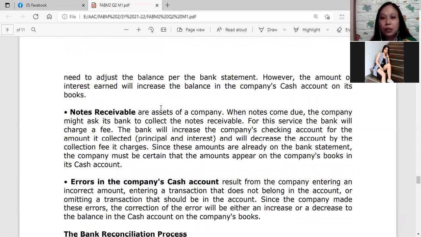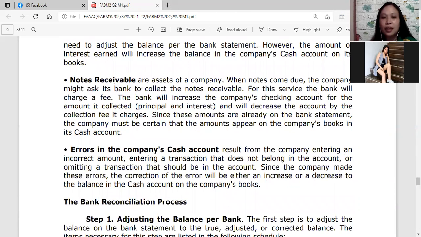Notes receivable. When notes come due, the company might ask its bank to collect the notes. So it's an addition. Plus na siya sa inyo ha. Receivable man. Okay, errors in the company's cash account. The error could be plus or minus na po kay error man.